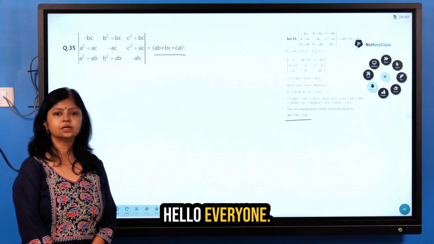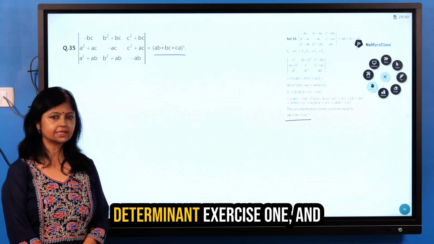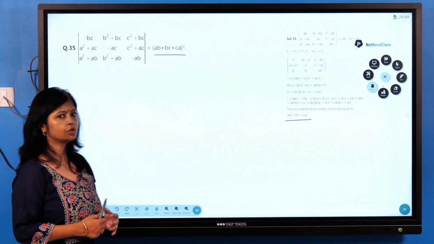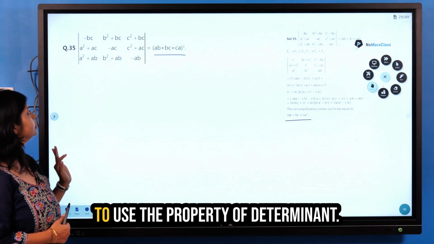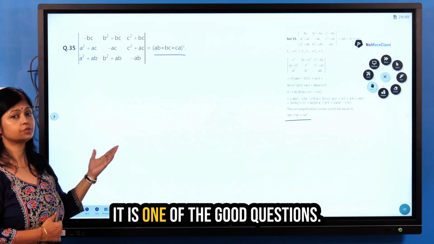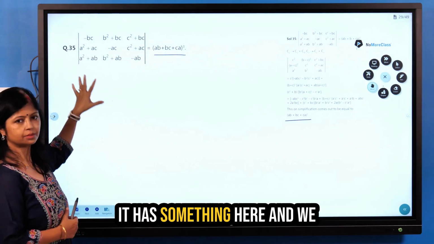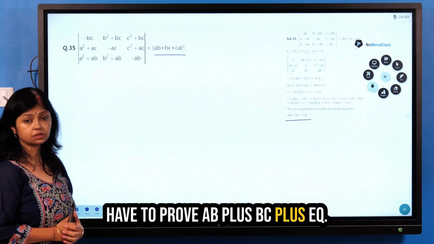Hello, everyone. We are looking at phase 5, chapter determinant, exercise 1. And this is question number 35 for us. The question is, again, we have to use the property of determinant. It is one of the good questions. We have to prove that the determinant equals AB plus BC plus CA, times a constant.